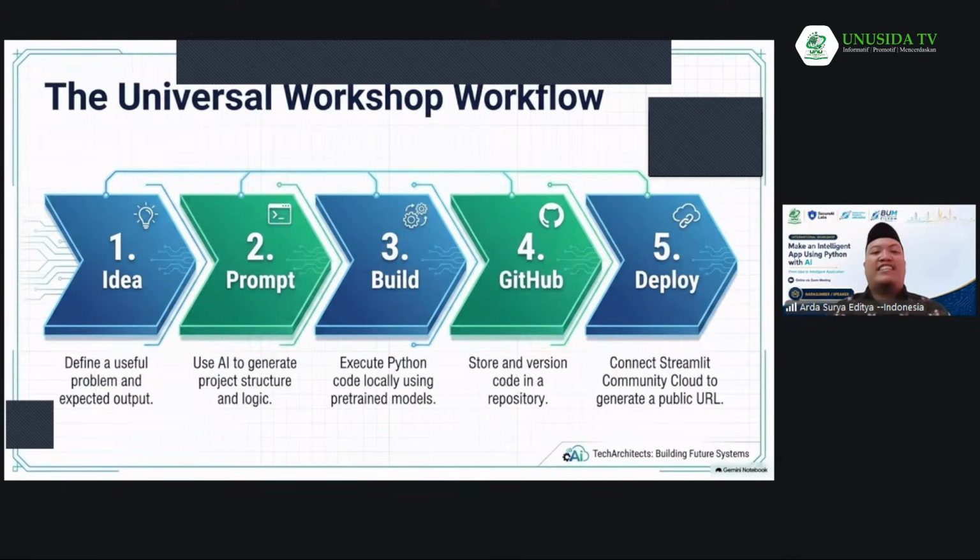Okay, and the next step is build. You can execute Python code locally using pre-trained models. In this step, we will skip it because not all of the participants' laptops have Python installed. We can skip it, and we just upload it to our GitHub account and connect it to Streamlit. The fourth is store and version code in a repository. We use GitHub here. And the last, deploy. Connect Streamlit Community Cloud to generate a public URL.